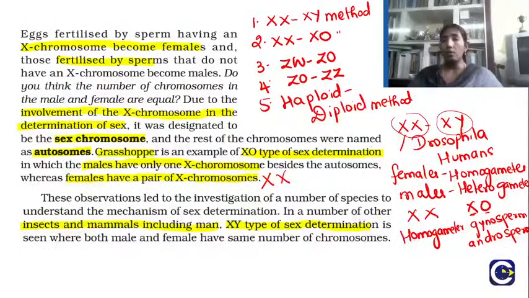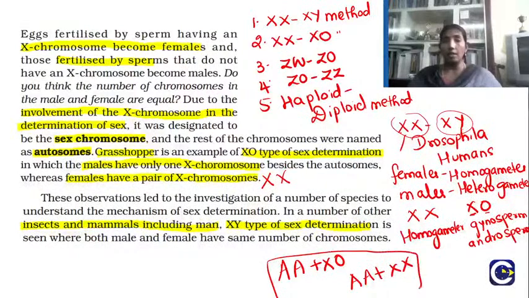So far, we have to understand here that if it is going to be a male in case of grasshopper, the male will be expressed as AA plus X0. If it is a female, it will be AA plus XX. So this is in case of the grasshopper. This is how the autosomes plus the pair of the sex chromosomes, that you need to know.